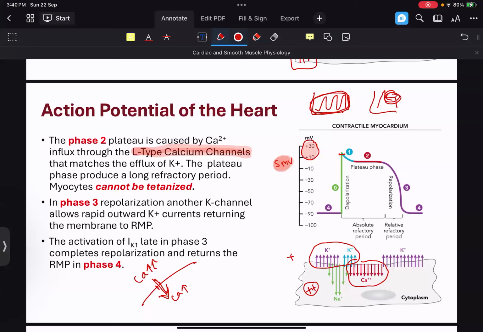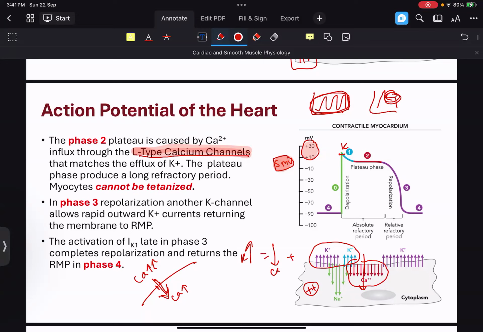Once again, we said between 10 to 30 millivolts, we have potassium channels opening. Potassium ions begin leaving the cell. And once potassium ions leave the cell, you're going to reach around 5 millivolts, which is when the L-type calcium channels will open. When the L-type calcium channels open, calcium enters the cell, which causes an equal amount of potassium leaving and calcium entering. Did that answer your question?